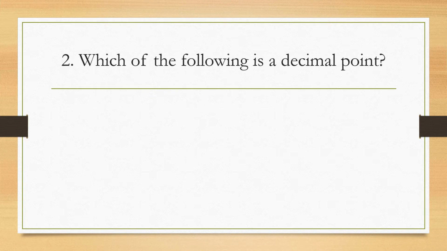Okay, so next, which of the following is a decimal point? So how does a decimal point look like? It looks like this. So this is what we call decimal point. It's a small dot.